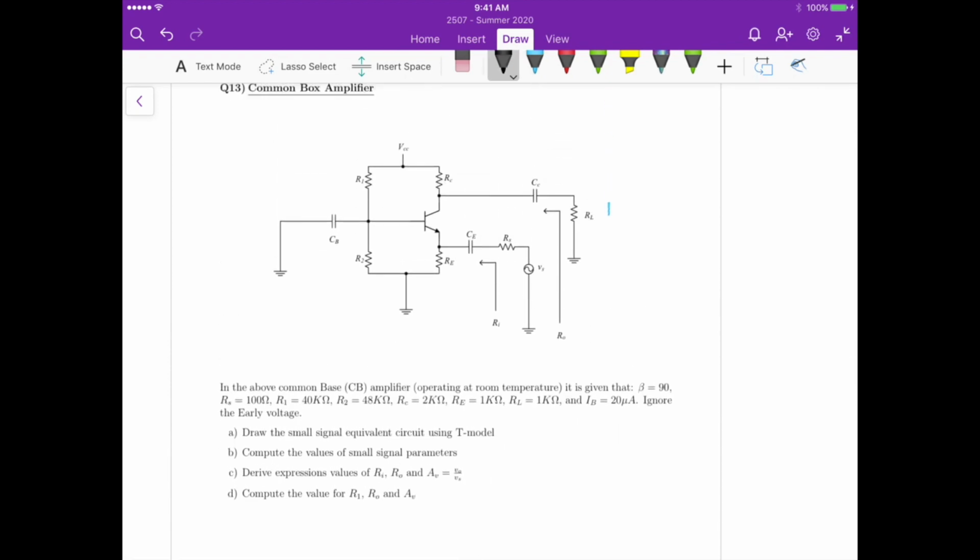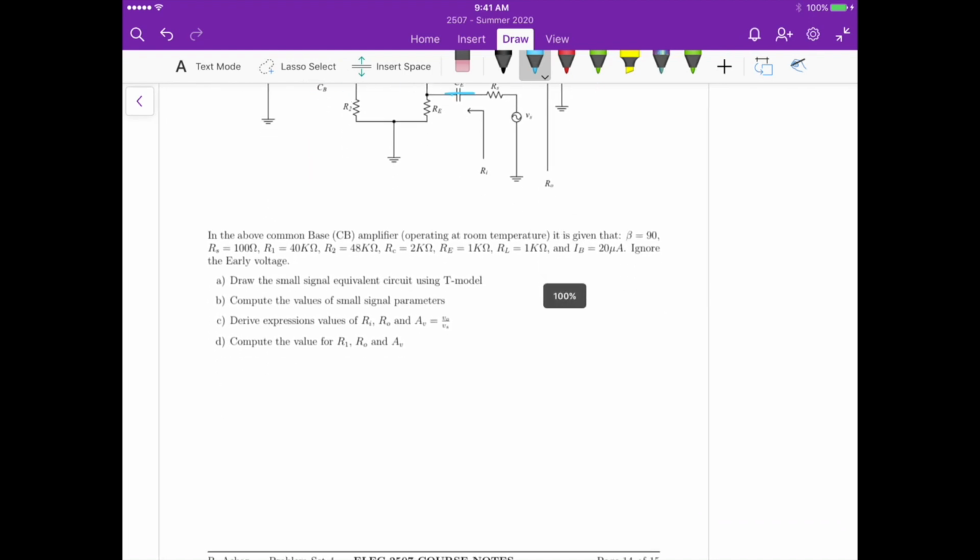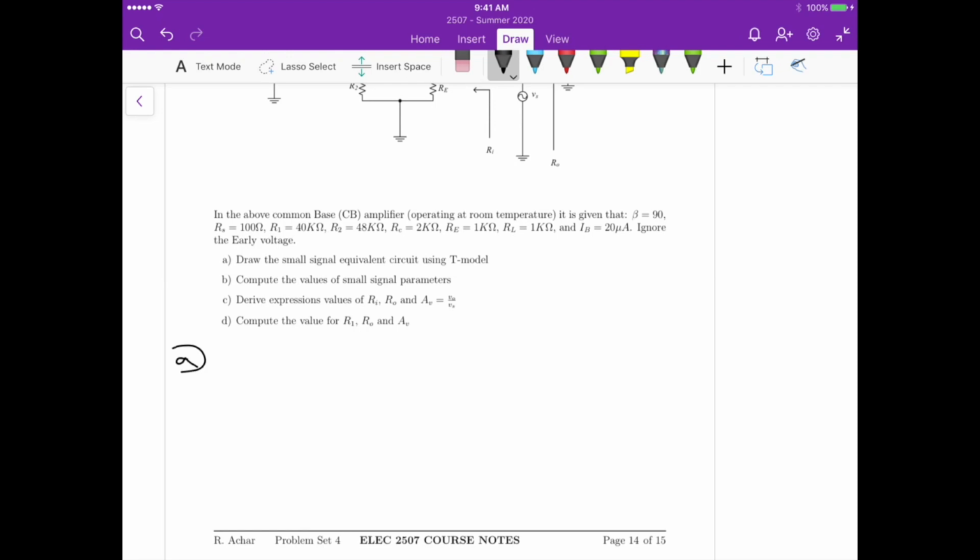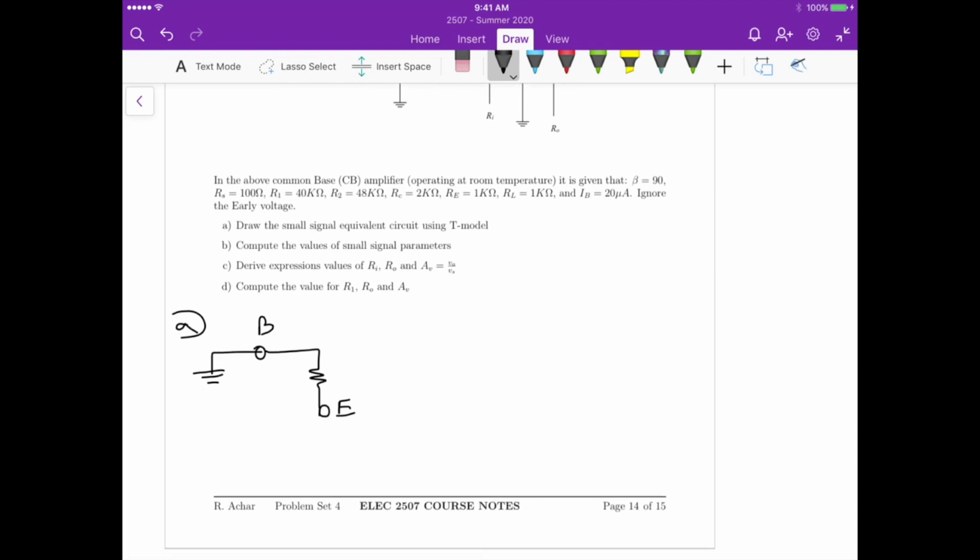So remember that for the small signal model, the capacitor becomes a short circuit here, and then the voltage VCC also goes directly to the ground, right? So the circuit that we end up having for part A would be just the base here. Then we have the small signal re. Here is the emitter. Just remember that the base is grounded. And then here we have the capital RE. So this is the small re.